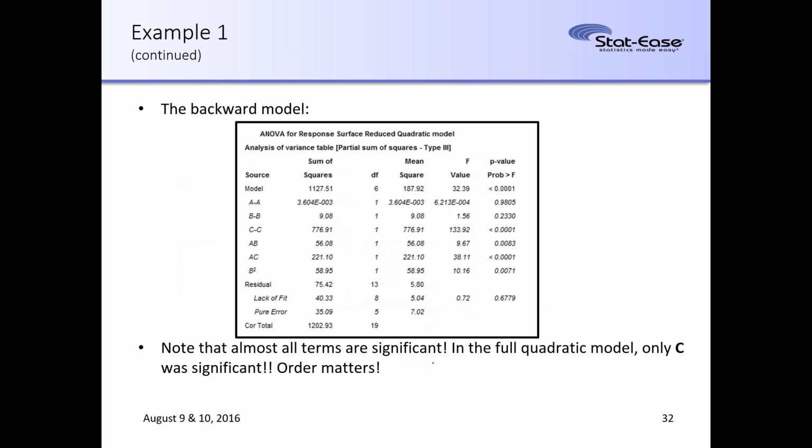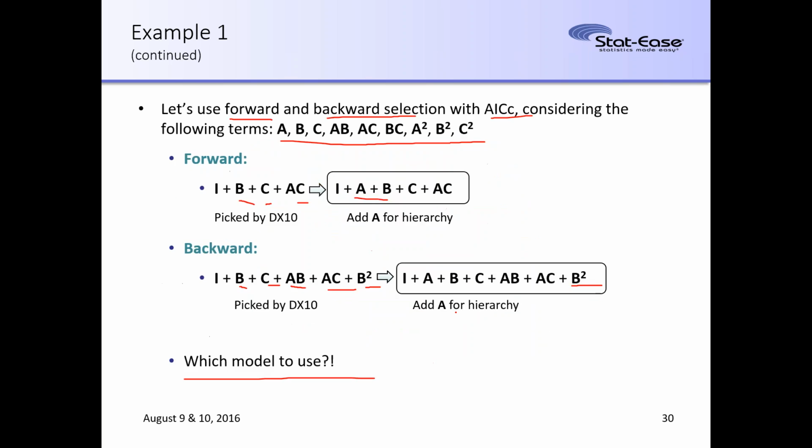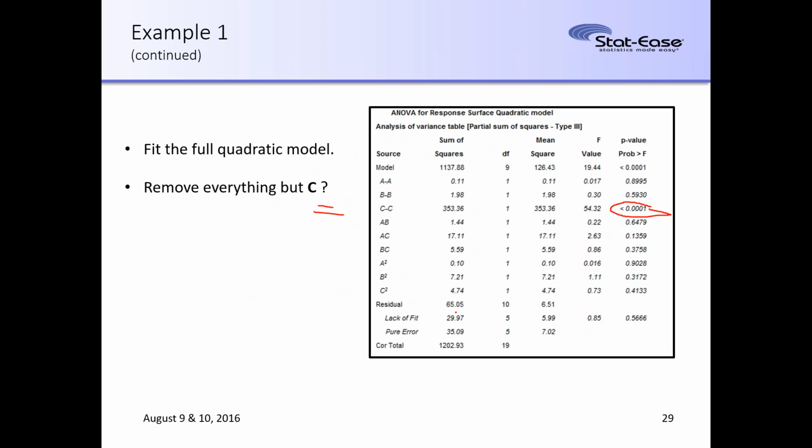Now notice the backward model. A was put in, so I'm going to fit just the backward model. You could ignore A here because it was just put in to correct the hierarchy. But notice that when I fit the backward model, look at all of these significant p-values here. When I fit the full model, I had just one significant term. So if I were to fit the full quadratic model and drop everything whose p-value was large, I would end up with just C.